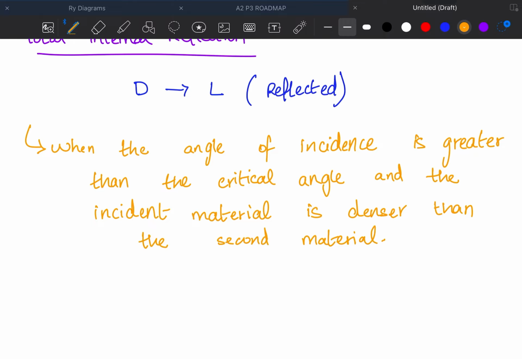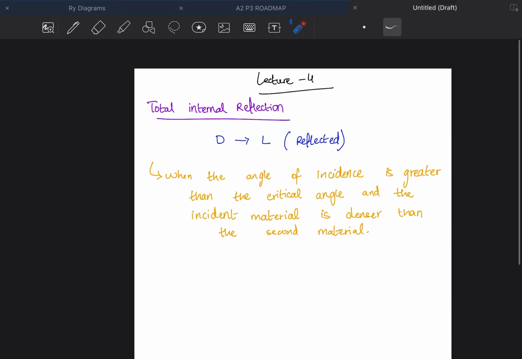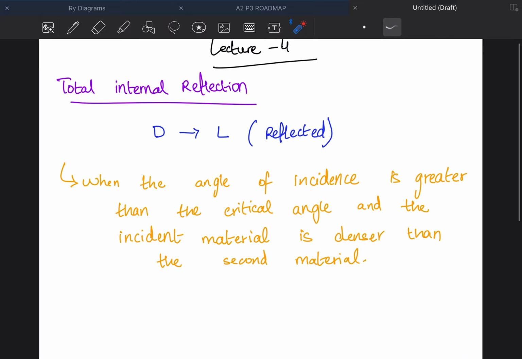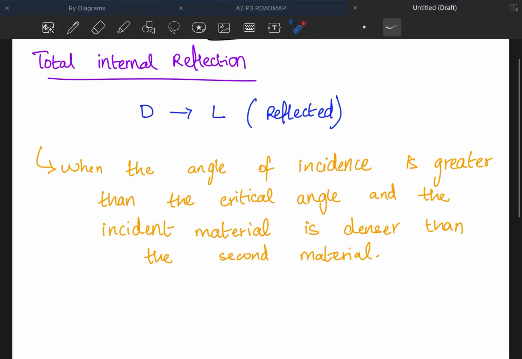All right. Now, moving forward, this is total internal reflection. When light is moving from a denser medium to a less dense medium, instead of being refracted, it is being reflected. Total internal reflection occurs when the angle of incidence is greater than the critical angle and the incident material is denser than the second material.